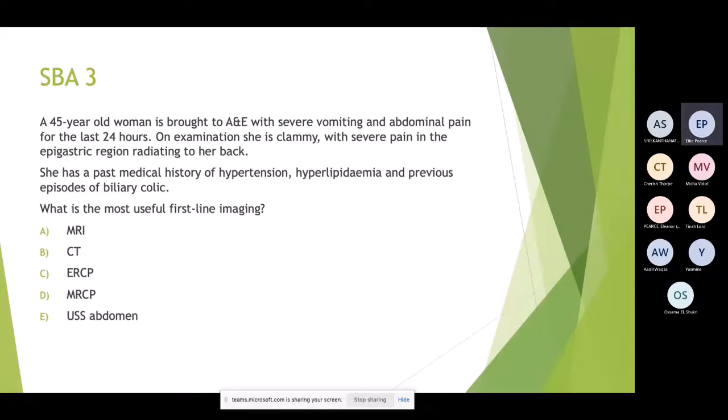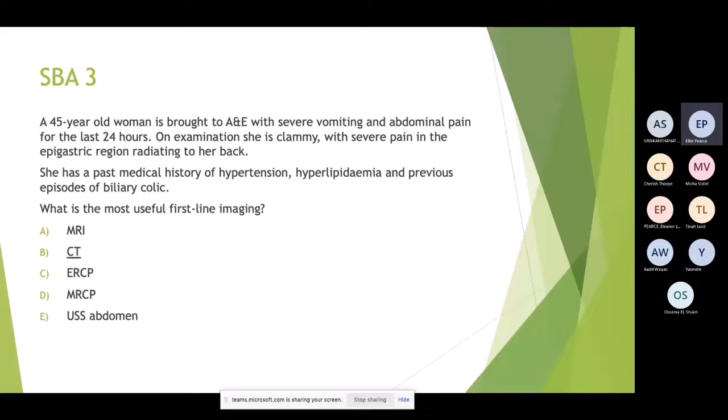Okay, so this is also an interesting one. You might have some disagreement here, and I can see why. What I was actually going for was CT. The majority of people have spoken about ultrasound, which, yes, I can see where you're coming from. She's got a background of biliary colic. This may well be a gallstone type picture.